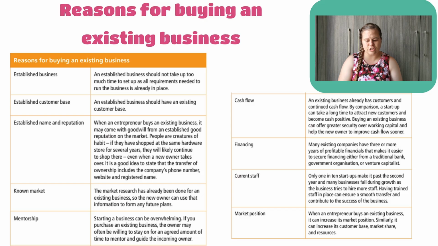Established name and reputation. When an entrepreneur buys an existing business, it may come with goodwill from an existing good reputation in the market. People are creatures of habit, so if they shop at the same hardware store for several years, they will likely continue to shop there even if there's a new owner that takes over. It is a good idea to state that the transfer of ownership includes the company's phone number, their website, and their registered name. Known market. The market research has already been done for this existing business.